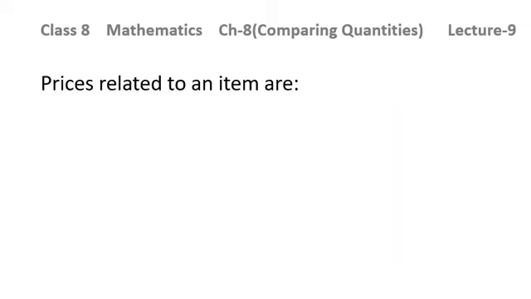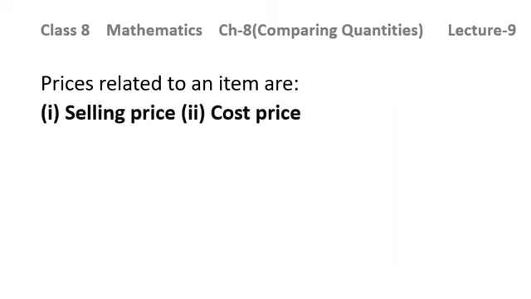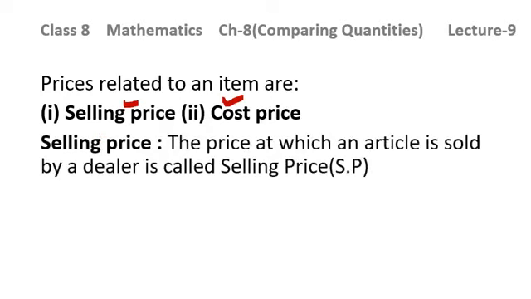Now, there are two prices related to an item. First one is your selling price, second is your cost price. And what is this selling price?